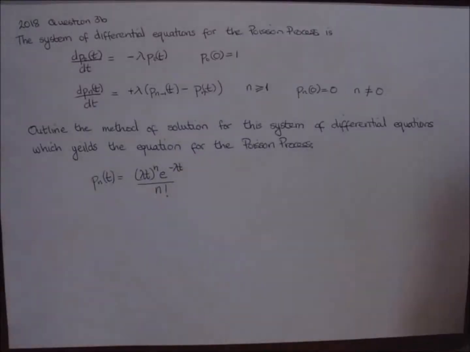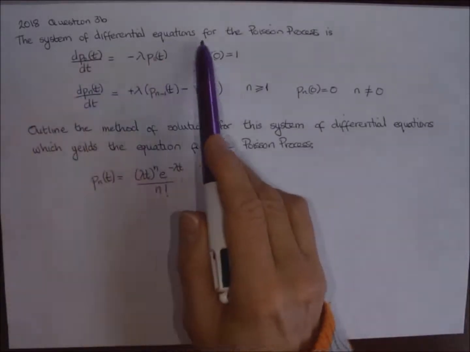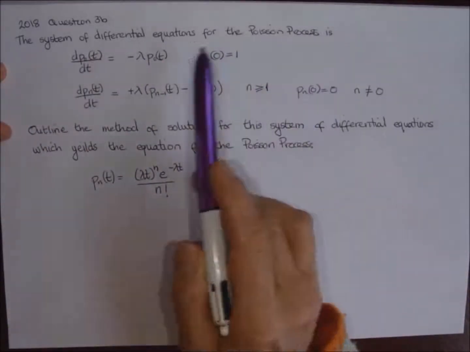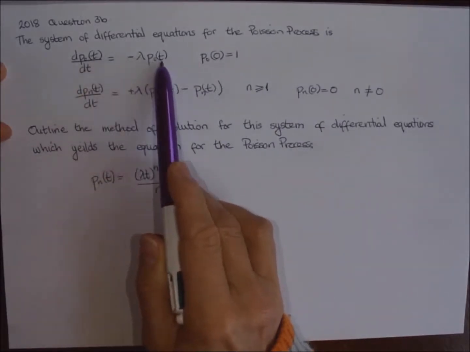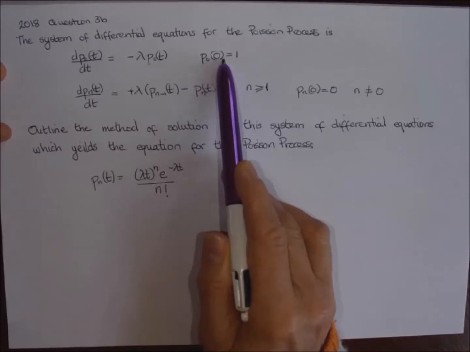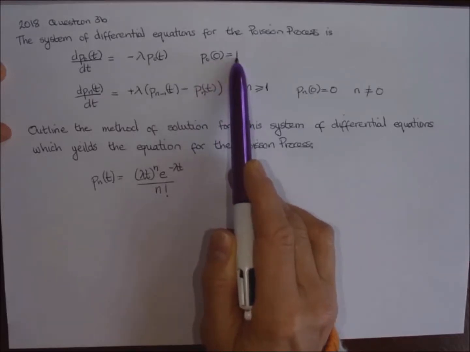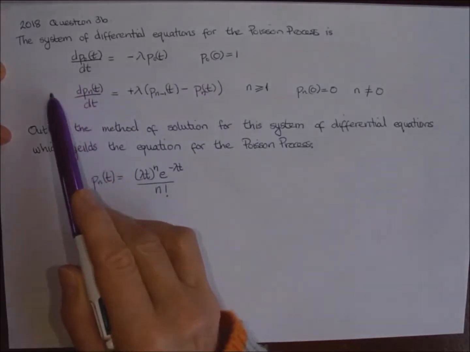Well, this is the 2018 paper for semester 8, question 3b. It's on the Poisson process. It starts: the system of differential equations for the Poisson process is dp0(t)/dt equals minus lambda p0(t), and p0(0) equals 1. So this means that the probability of no events at time 0 is 1. That's fair enough. If we have no time, there'll be no events occurring in it. And that's the first equation.